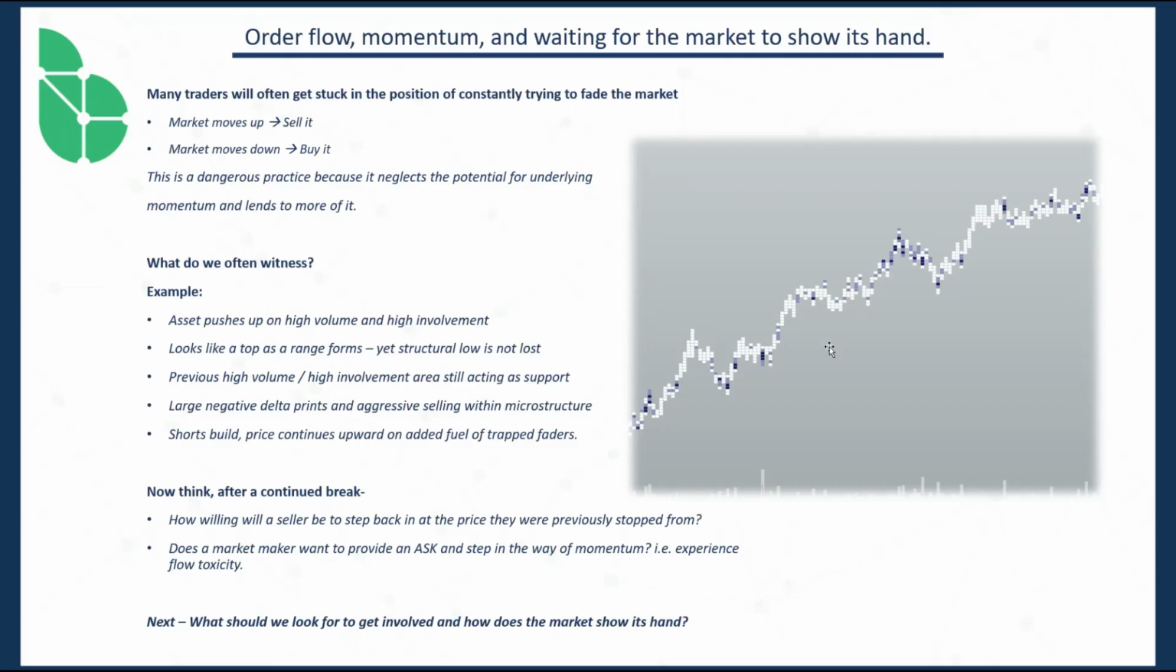Yet a structural low is not really lost. In this case, a structural low doesn't necessarily need to be the structure in which the range is forming. It could be the structure of the preceding high volume impulse that occurred before this new impulse.